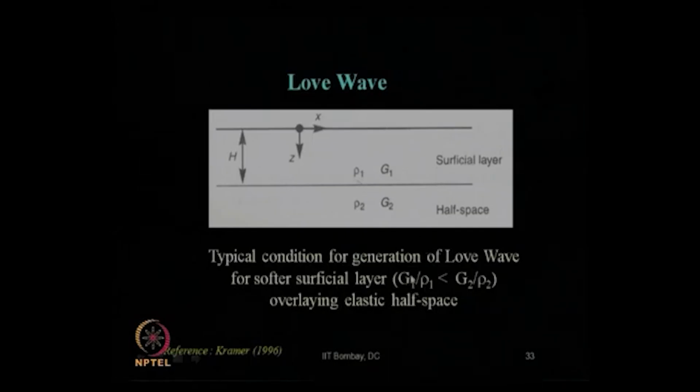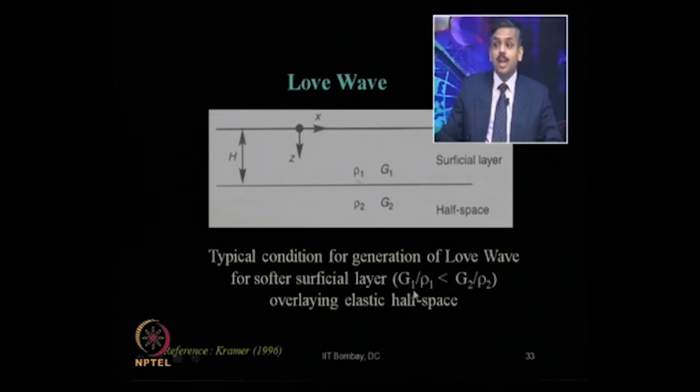That means this G1 by rho 1 ratio should be much lower than this G2 by rho 2. Remember, what is that G1 by rho 1 ratio? That is nothing but shear wave velocity square, right. That automatically shows the shear wave velocity of the surficial layer should be much lesser than the shear wave velocity of the elastic half space. Then only the Love wave will get generated, otherwise not.